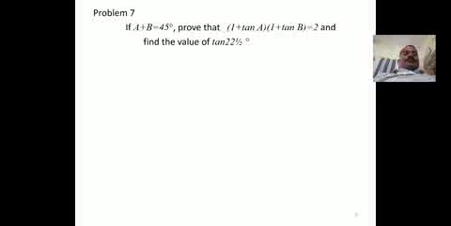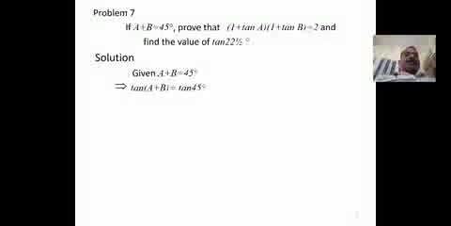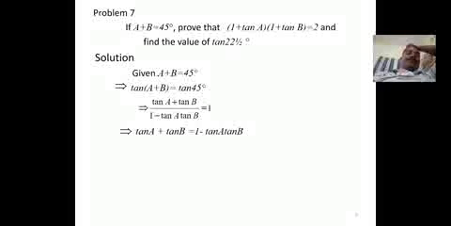Now the next problem: if a plus b equal to 45 degrees, then prove that 1 plus tan a into 1 plus tan b equal to 2. Already we have discussed this, and with the help of this one, we have to find tan 22 and a half. So here, given that a plus b equal to 45 degrees, apply tan on both sides. Therefore, tan of a plus b equal to tan 45. So by the tan of a plus b formula, on the left hand side, tan a plus tan b by 1 minus tan a tan b equal to tan 45, which is 1. So tan a plus tan b by 1 minus tan a tan b equal to 1. By cross multiplying, tan a plus tan b equal to 1 minus tan a tan b.